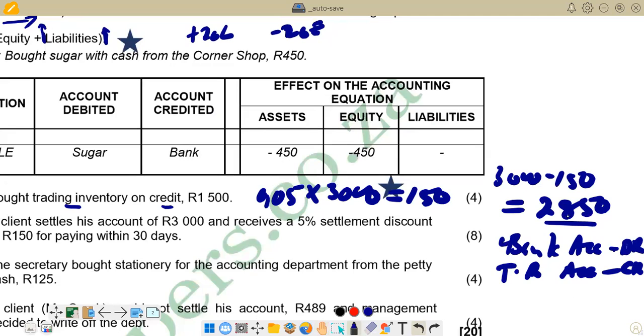This one is recording the 2,850. Then the other one is we are going to record also for discounts. Remember, this is discount allowed, and it comes as an expense. Remember, all expenses have normal debit entries. We debit all expense accounts, then all income accounts are credited. So here we can just call it settlement discount. We have a settlement discount.